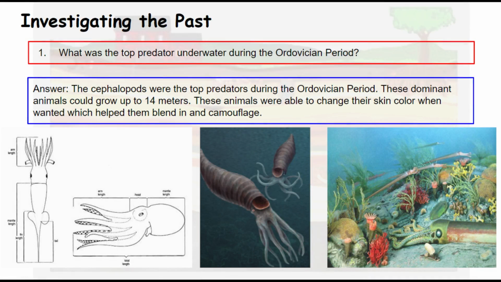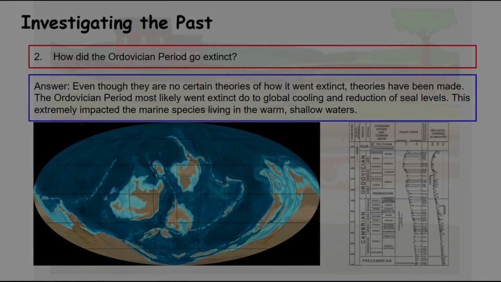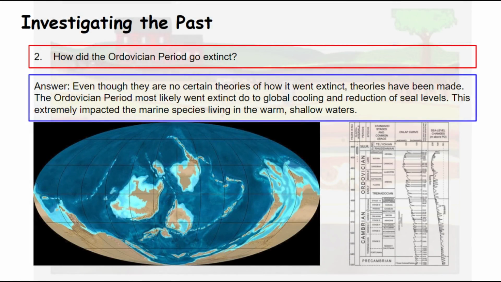Our first question is, what was the top predator underwater during the Ordovician period? The cephalopods were the top predators during the Ordovician period. These dominant animals could grow up to 14 meters. These animals were able to change their skin color when wanted, which helped them blend in and camouflage. The next slide is investigating the past.